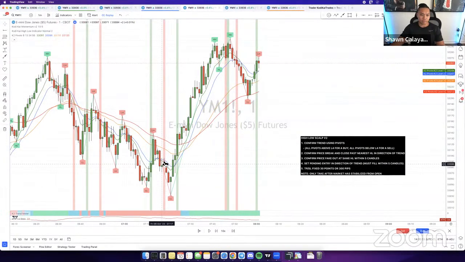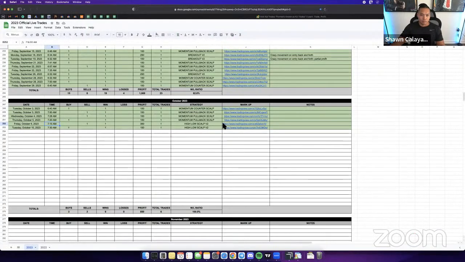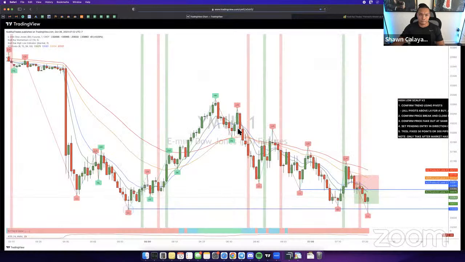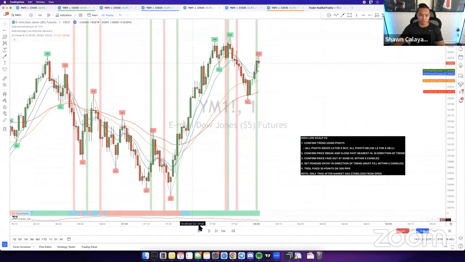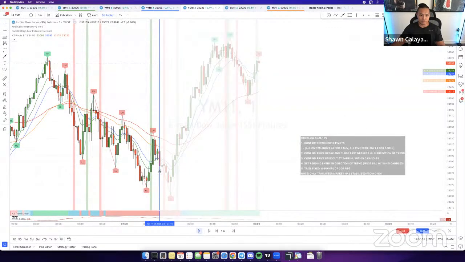I think the time was off on this one. Sorry, let me look at this screenshot over here. It was actually for a sell. My bad. I was right. So it was actually for a sell. I was just looking for a buy there. Well, let me just go back over here and I'll show you the entry that we took. So 716.